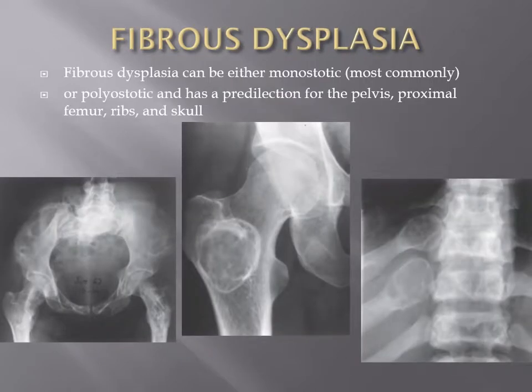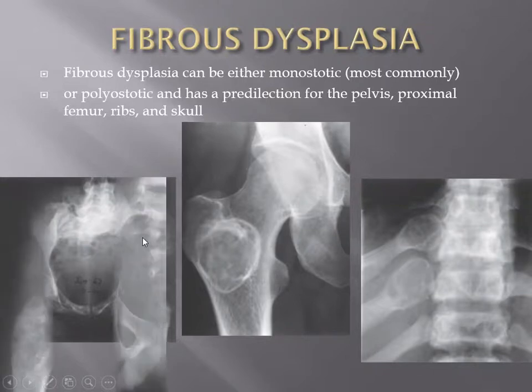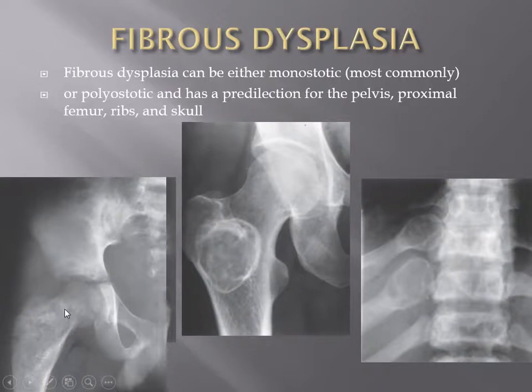Fibrous dysplasia can be monostotic, which is the most common type, but it can also be polyostotic, meaning more than one bone. It has predilections for the pelvis, proximal femur, ribs, especially the posterior portion of the ribs, and the skull. So these are examples. This is a case of fibrous dysplasia including both the femur and the pelvis. This is another example, including the metaphysis in the neck of the femur as well as the acetabular surface of the ilium. This is another lesion including the femoral neck, and as you can see, this one has a sclerotic margin. This is also fibrous dysplasia seen in the posterior ends of the rib.